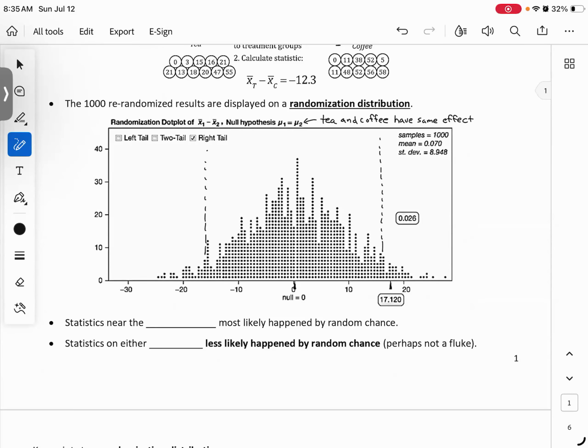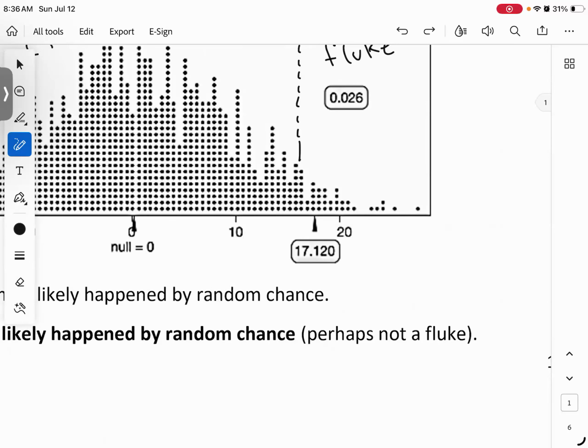And notice who's here. I'm going to add the word original. That's 17.12, the thing that actually really happened. This was the observed stat. It's on the outside of this distribution, which means probably was not a fluke. And so that's the big takeaway from this. Anything near the center most likely just happened by random chance, was a fluke.